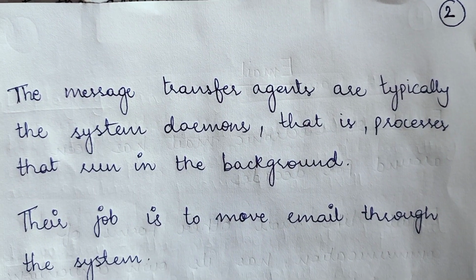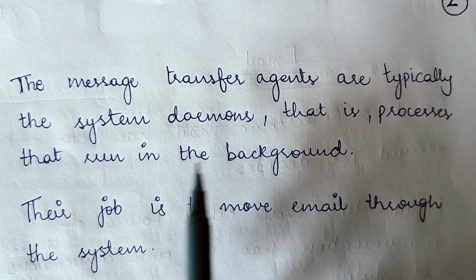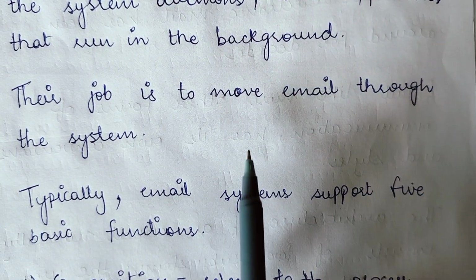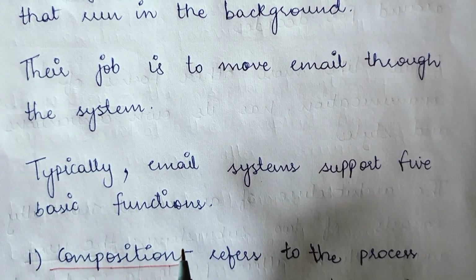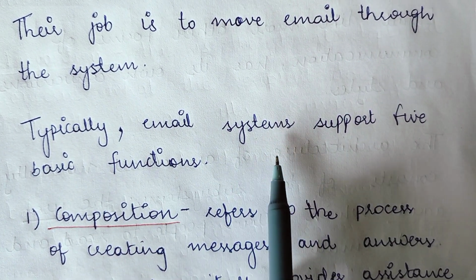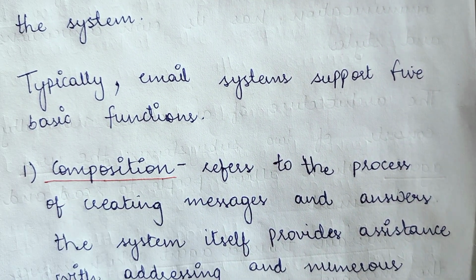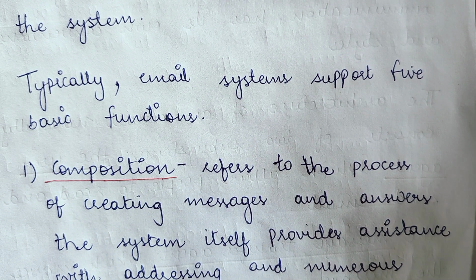The message transfer agents are typically system daemons, that is, processes that run in the background. Their job is to move email through the system. Typically, an email system supports 5 basic functions. What are these 5 basic functions? The first one is composition.